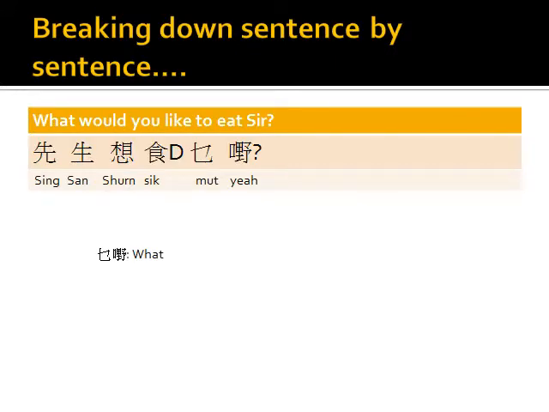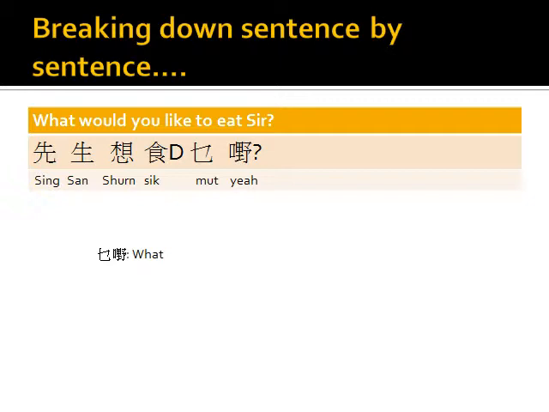In this phrase, in English, it translates to "What would you like to eat, sir?" Now in Cantonese, it pronounces "Xin san sheng sik di mat ye." Now you should know by now that "Xin san" means Mister. Seung means to think, and sik means to eat, right?